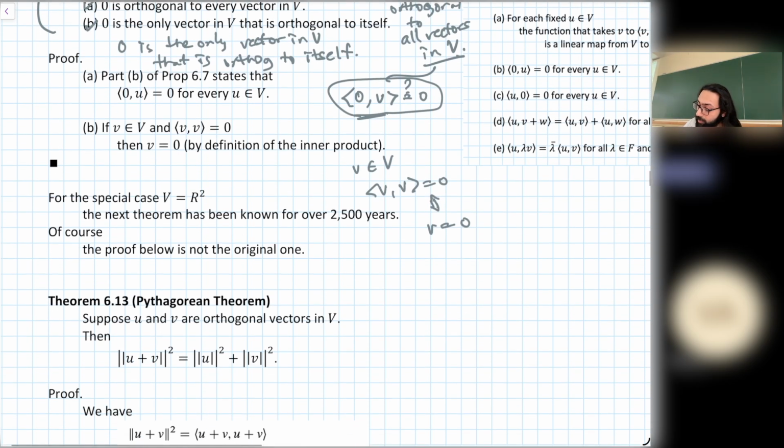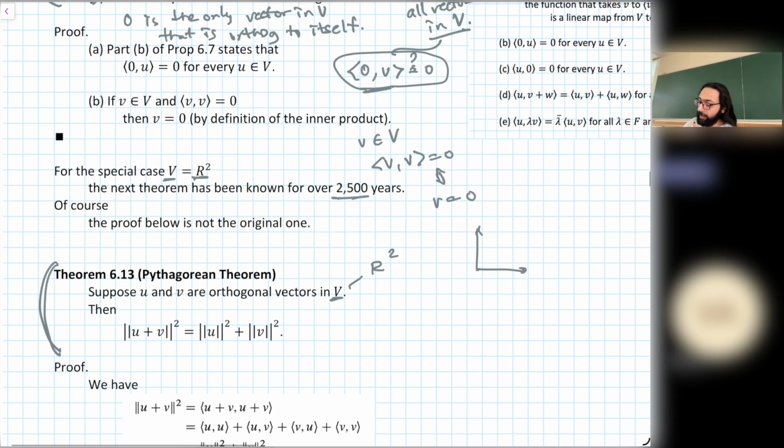All right. So now let's look at the special case when V is R2. In this case, when you restrict V to being R2, which is two dimensions, this theorem is saying that this result is known for 2,500 years. It's a very old result. It's the Pythagoras theorem. We all know this. But now it's stating it in generality, for arbitrary vectors, not just R2. It can be R3, Rn, or even C, whatever. It doesn't matter.